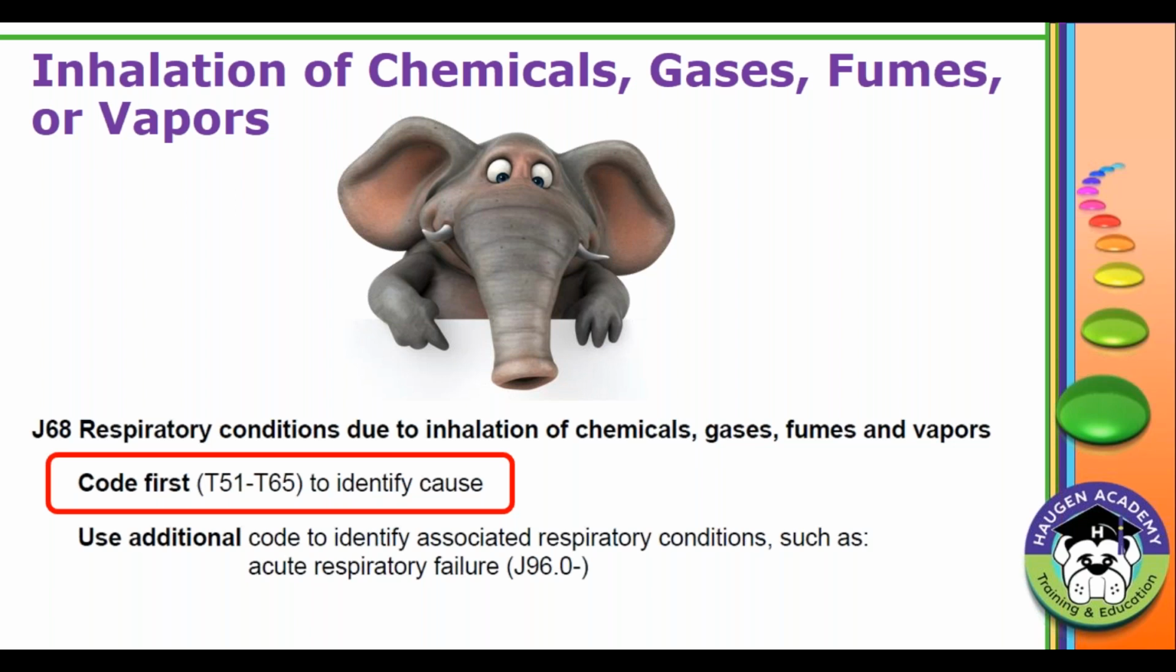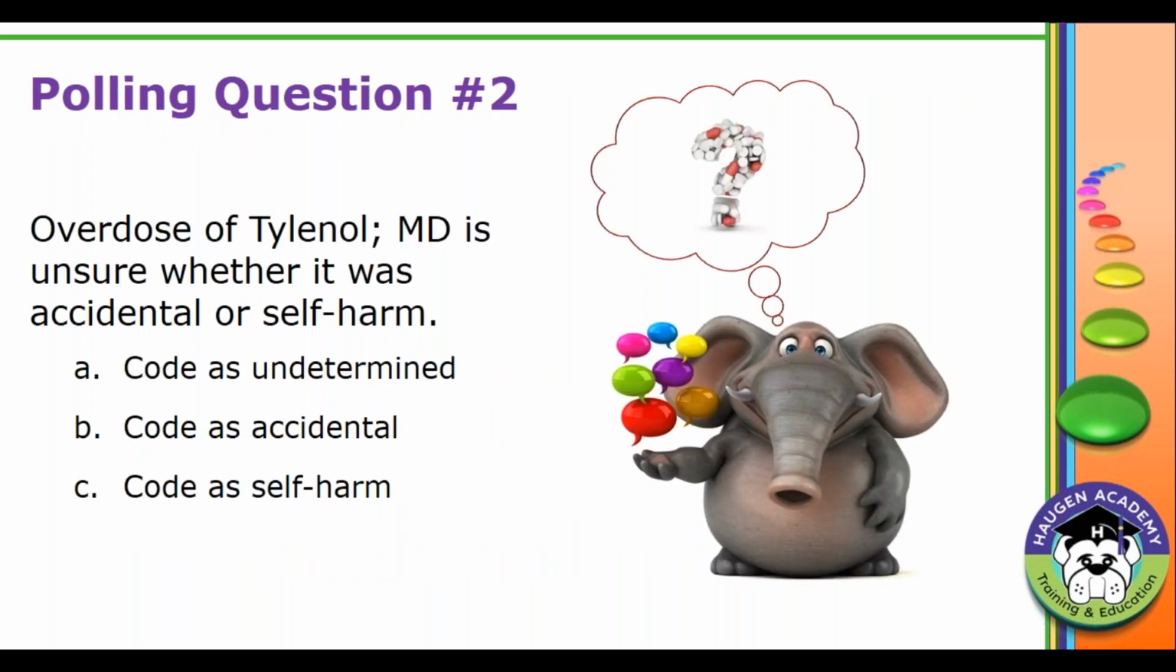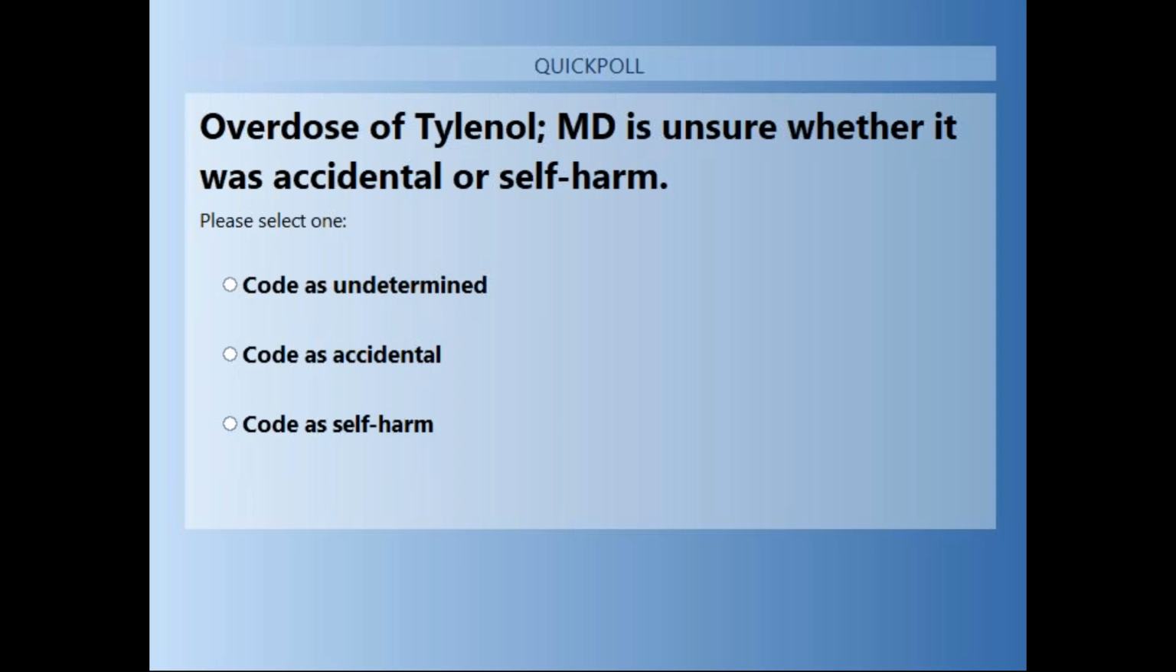All right, Kathy, that brings us to our next polling question, please. Okay, here's the question. You have an overdose of Tylenol. The MD is unsure whether it was accidental or self-harm. Do you code it as undetermined, accidental, or as self-harm? What do you think? We have an overdose of Tylenol. The MD is unsure whether it was accidental or self-harm. Do you code as undetermined, accidental, or self-harm?